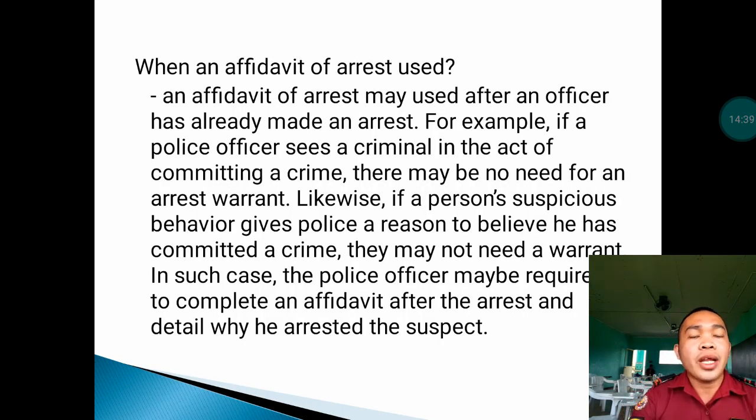So, when is an affidavit of arrest used? An affidavit of arrest may be used after an officer has already made an arrest. So, for example, if police officers seize a criminal in the act of committing a crime, there may be no need for an arrest warrant. Likewise, if a person's suspicious behavior gives police a reason to believe he has committed a crime, they may not need a warrant. In such cases, the police officer may be required to complete an affidavit after the arrest and detail why he arrested the suspect.